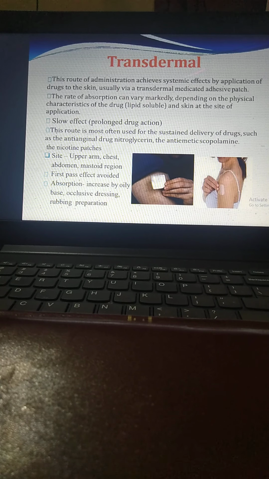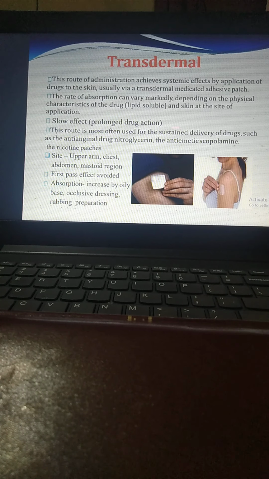Now here is transdermal, which is a big discovery of the pharmaceutical agents: a route of administration that achieves systemic effects. Although it is given locally, its effect is ensured centrally by application of the drug to the skin, usually via a transdermal medicated adhesive patch. We can do it easily, it does not need expertise. The rate of absorption can vary markedly depending on the physical characteristics of the drug, lipid solubility, and the skin of the entire application.